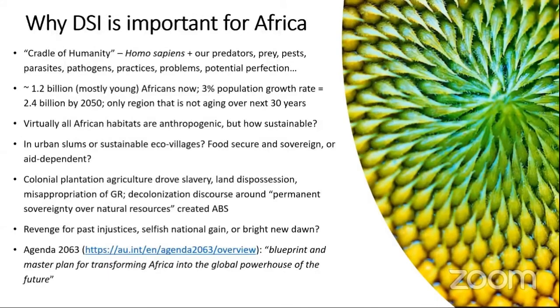For Africa in particular, firstly, we have a lot of biodiversity that's very relevant because of the link between human evolution and Africa. So that's an important consideration. It's also that Africa is the youngest continent in the world and that our population is going to double by 2050. And it's also the only part of the world that is not going to get any younger.